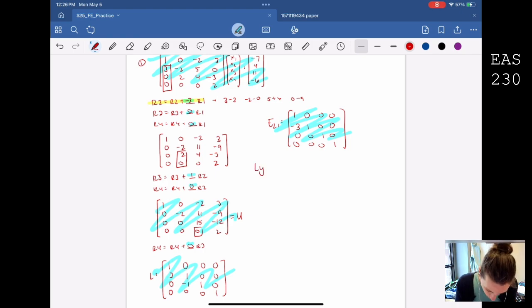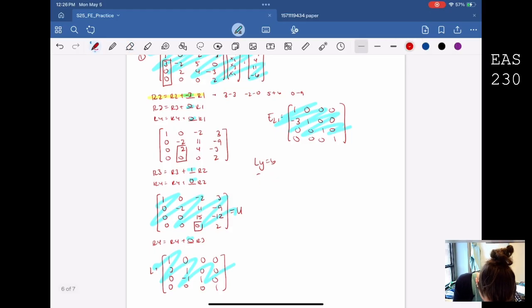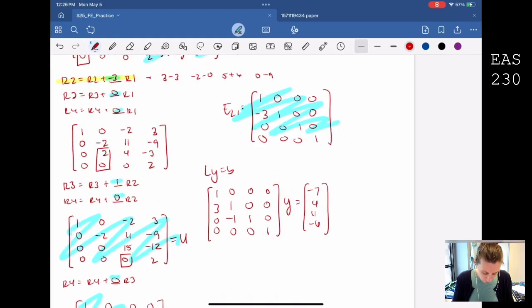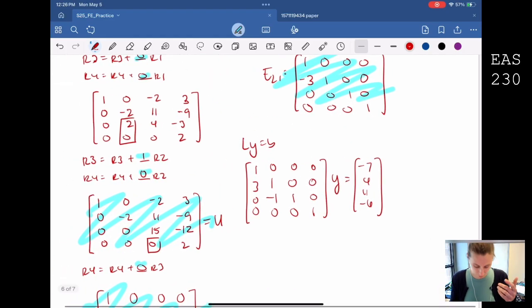And then lastly, solve the system of equations using LU factorization. So I need to say Ly equals B, and then Ux equals y. So let's go ahead and find y first. So I take L, then I have y, and that equals my B vector, -7, oops, equals. Forgot the other side of my equation. And then I just solve it using forward substitution.